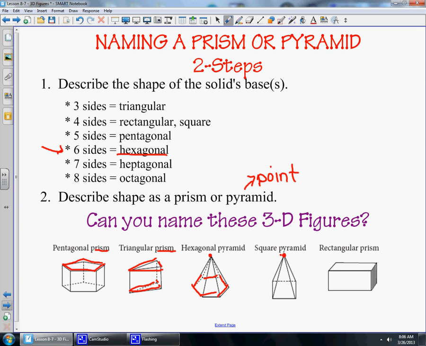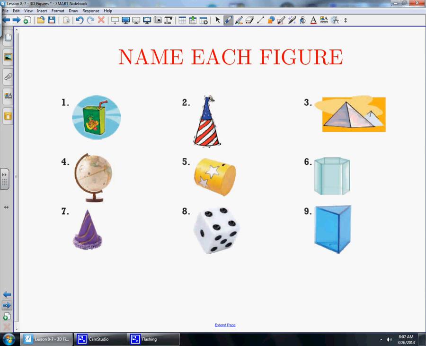Again, we have a pyramid because it comes to a point. A square base, so it would be called a square pyramid. And then here we have a rectangle. This one here, that is a rectangle, and they're connected together by these rectangles here, which makes it a rectangular prism. So why don't you try naming these figures on your own. Pause the video a minute and name them, and then we'll come back and name them together.